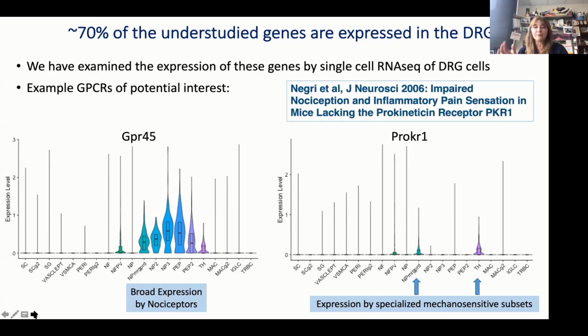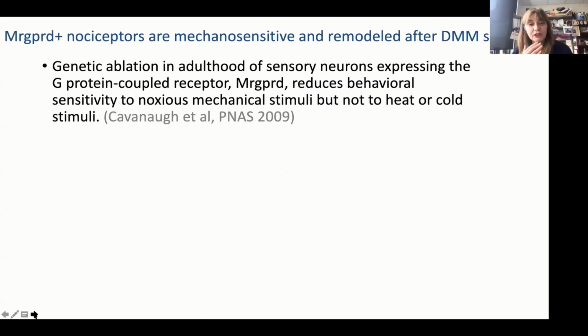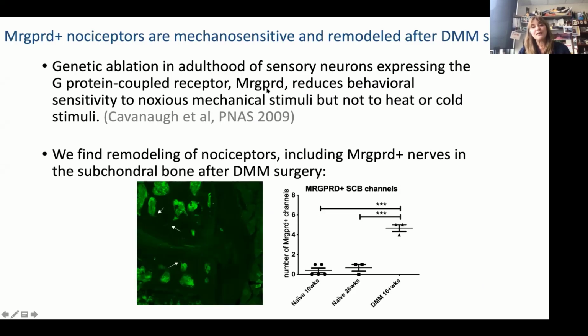And what's interesting about that is that somebody had already had a publication that this is a molecule potentially related to pain, but we got excited about that because this specific subset of nociceptors, these MRGPRD nociceptors, had been published on to say that they are really mechanosensitive nociceptors.